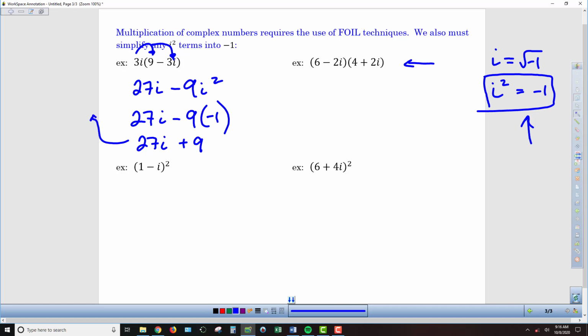or if I just move over here, we want to write it in that a plus bi format. We want to put the real part first, followed by the imaginary. So we're going to have 9 plus 27i is going to be our result.